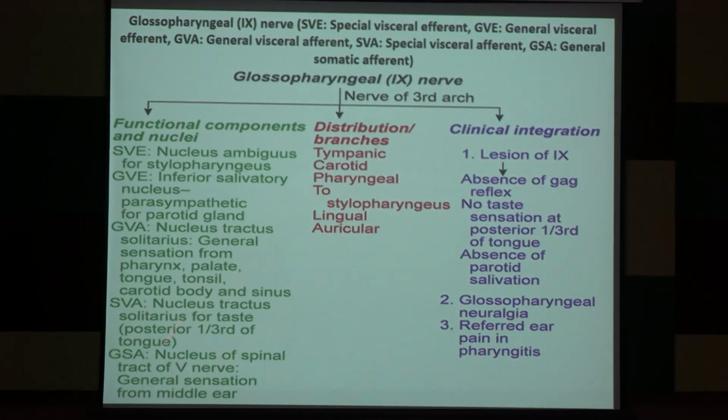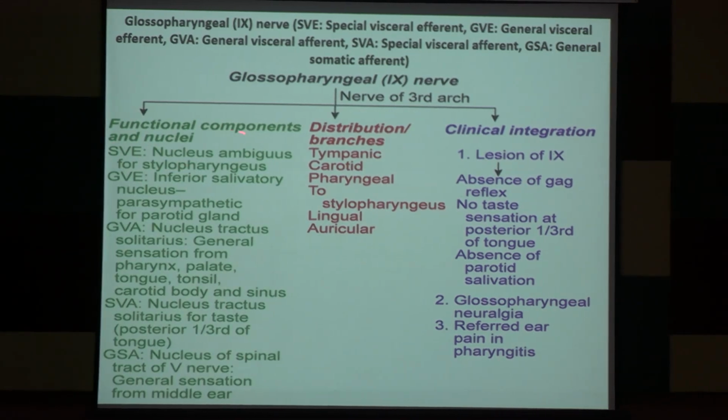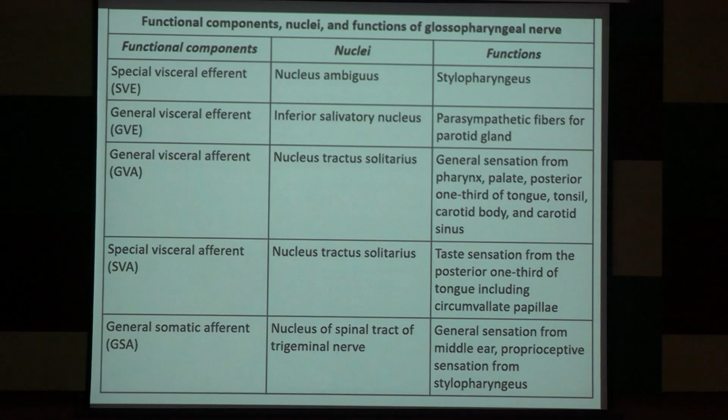These are the functional components. These are distributions, and here are some clinical integrations. So functional component, special visceral efferent. From this chart, it is clearly visible. So here are the functional components. These are the nuclei involved, and these are the functions done by these functional components.